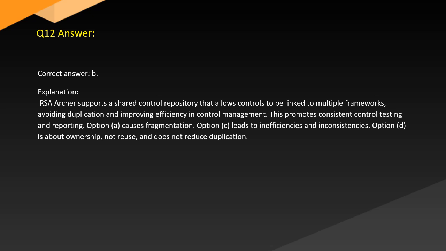Answer. Correct answer: B. Explanation. RSA Archer supports a shared control repository that allows controls to be linked to multiple frameworks, avoiding duplication and improving efficiency in control management. This promotes consistent control testing and reporting. Option A causes fragmentation. Option C leads to inefficiencies and inconsistencies. Option D is about ownership, not reuse, and does not reduce duplication.